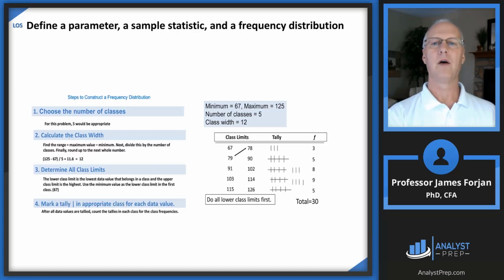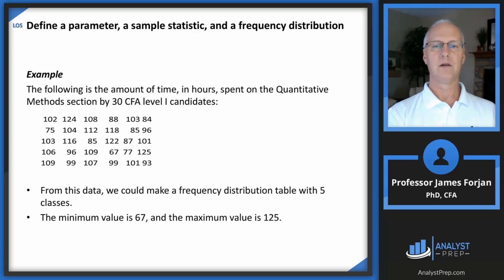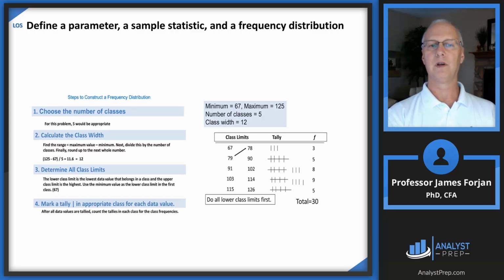All right, so how do we go about constructing a frequency distribution? We've got 30 candidates, so we have 30 different hours studied. All right, so 5 classes is going to be appropriate. Let's determine the class width. And that's a relatively simple formula. Just take the maximum, subtract the minimum, divide by the number of classes, and you're around there. So the class width is around 12.